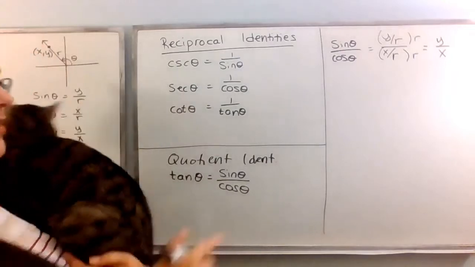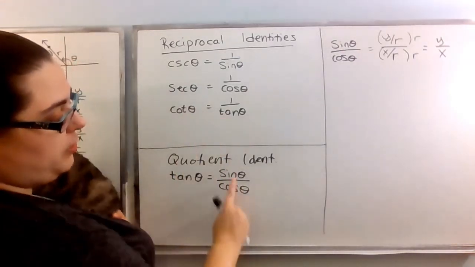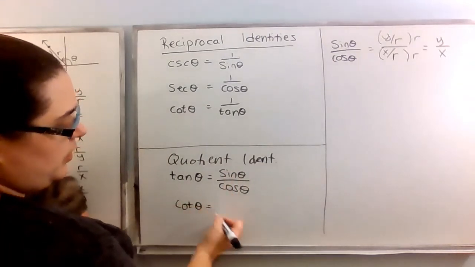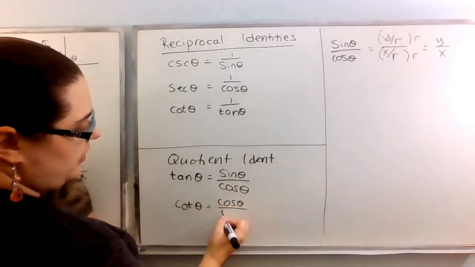Now, because tangent and cotangent are reciprocals, we can take the reciprocal of both sides and get that cotan theta is equal to cosine theta over sine theta.